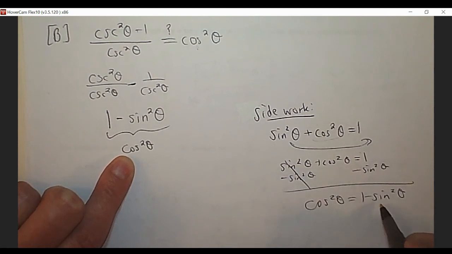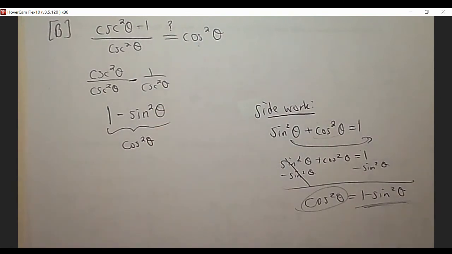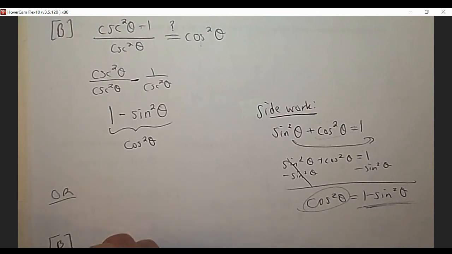And then you now know that anytime you see 1 minus sine squared, you can replace it with cosine squared, and that's what we wanted. So that's one way to do the problem. It's not the only way. There are many, many ways. And here's another way to do B.